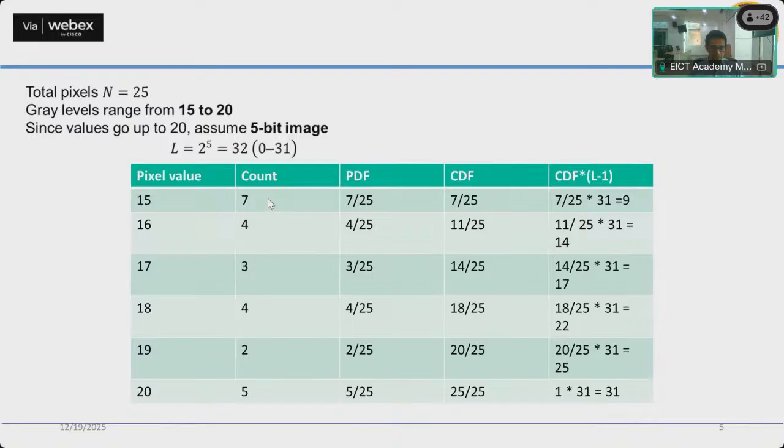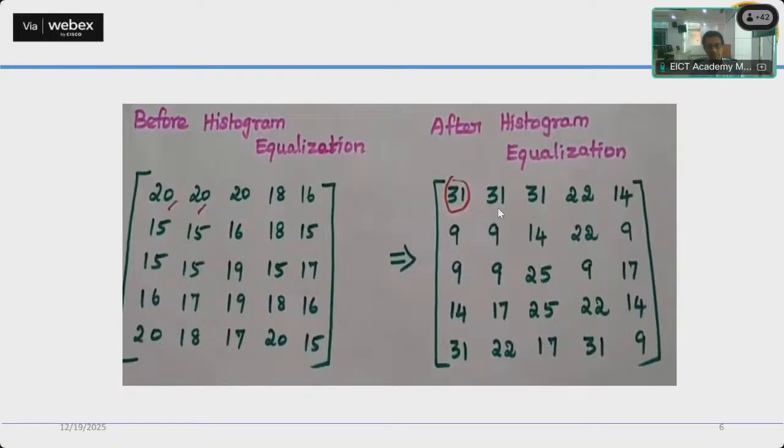So once it is clear, these are the 5 bits, and these pixel values are there. Here it is shown. This is 32. See, where is the role of this 5 bit? Because when you multiply the CDF by 31 here, then you will get it. So after the histogram equalization, you will be able to get the result.